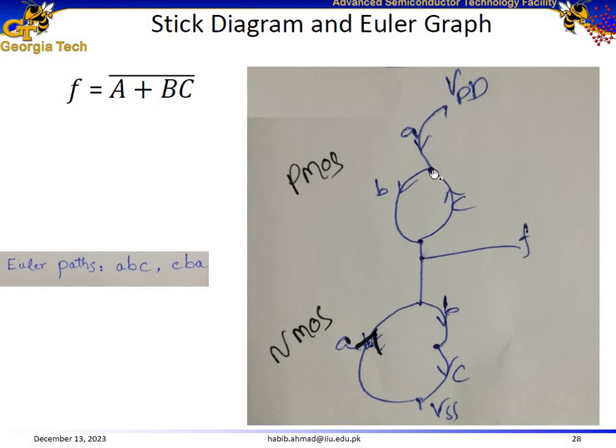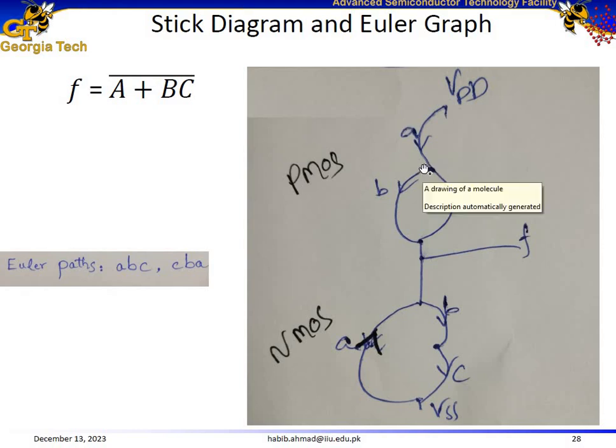Another solution is CBA. It works in the pull-up network, and CBA works in the pull-down network as well. However, BAC is not a solution, because for BAC we have to traverse through B edge and then A edge. However, in order to traverse through C, we will need to revisit this edge the second time, which violates the basic rules of Euler paths.